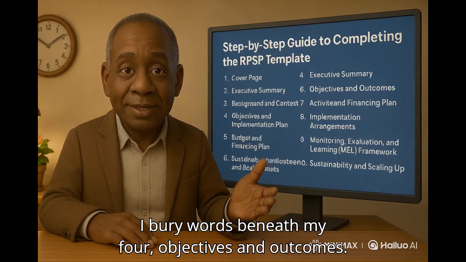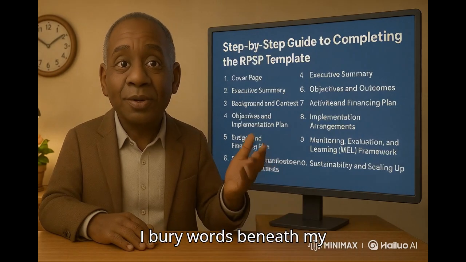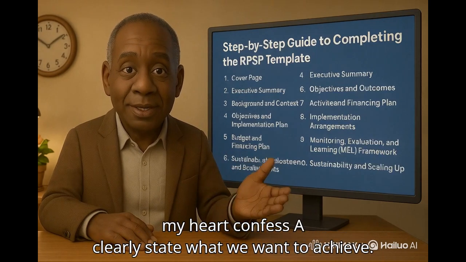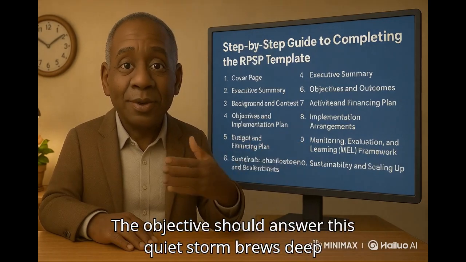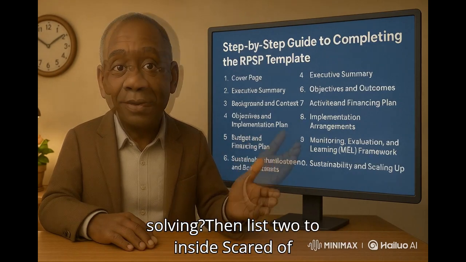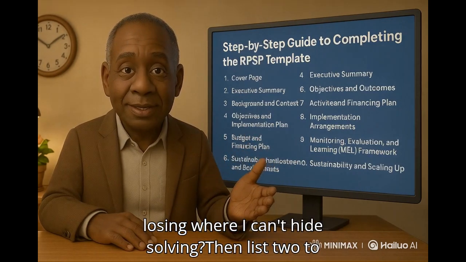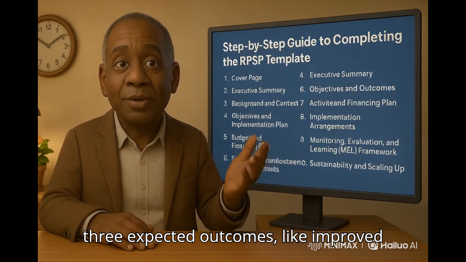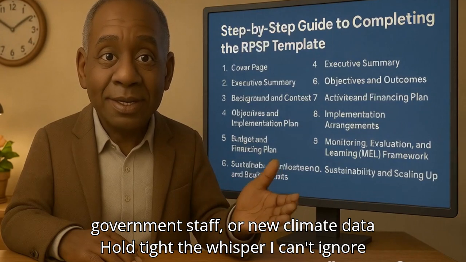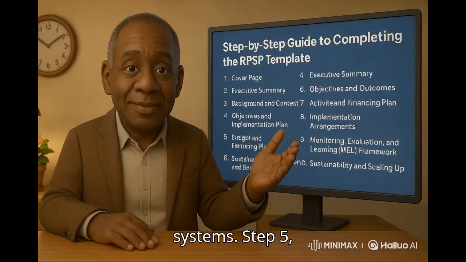Step 4. Objectives and outcomes. What's the goal? This is where we clearly state what we want to achieve. The objective should answer this question. What problem are we solving? Then, list 2 to 3 expected outcomes, like improved climate policies, better trained government staff, or new climate data systems.